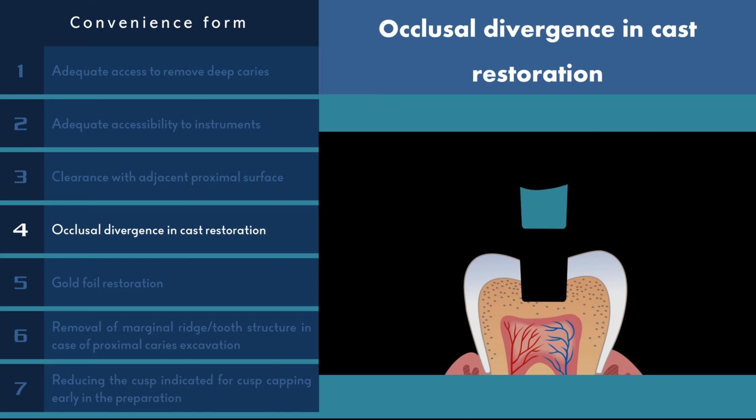The occlusal divergence which is provided in the tooth preparation for a cast metal restoration is a convenience feature. For a cast metal restoration, we have to prepare a cavity, then a wax pattern is made. This wax pattern is cast and the metal cast restoration is luted within the cavity. If there is an occlusal convergence, this metal casting will never go inside the prepared cavity. So in order to make the restorative procedure accessible and possible, we have to provide an occlusal divergence. So providing an occlusal divergence in a cast metal restoration is a convenience feature.